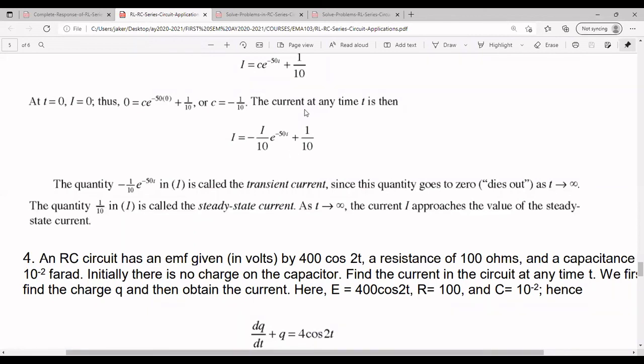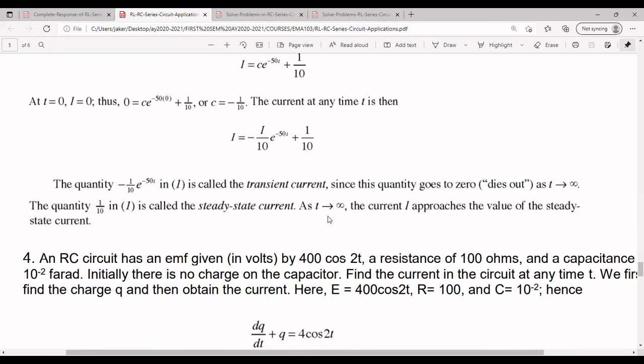What about this one? It stands alone also. It's constant. It has nothing to do with this first term. So the quantity 1 over 10 in your current, I, is called the steady state current. It is steady state, no matter what the time is, its value stays the same. It will not change to 1 over t. So this is called the steady state current. So in one expression, you get to answer two separate questions, if you know the significance of the two terms that appear on the right side of your equation. That is the transient current and the steady state current.